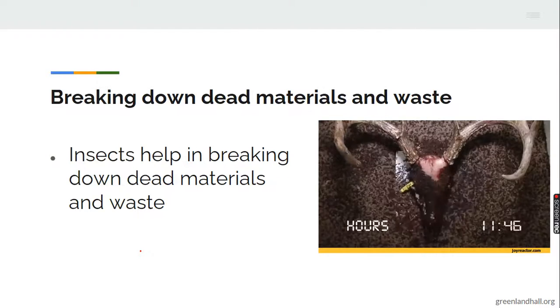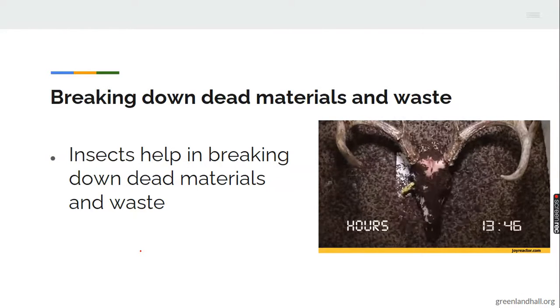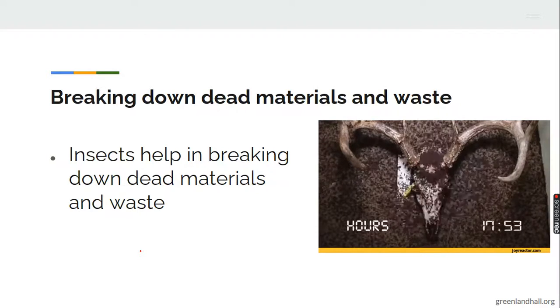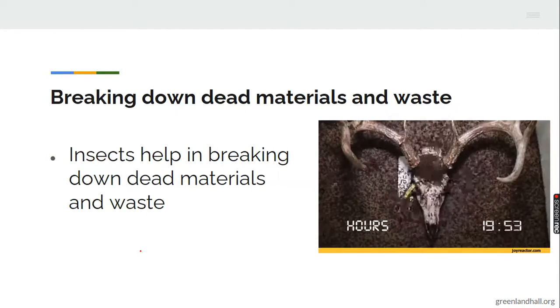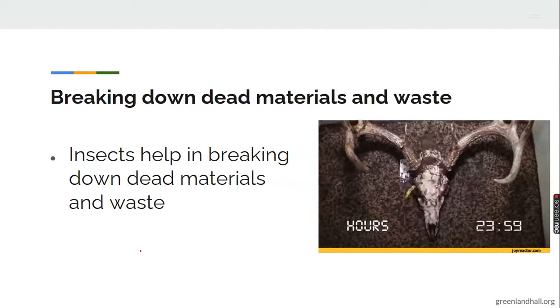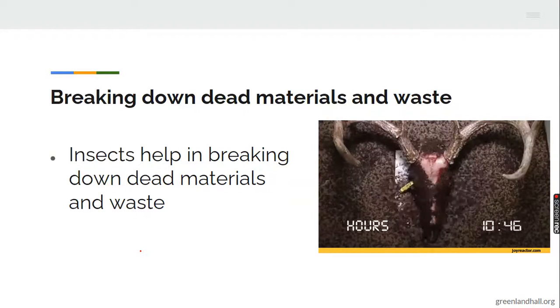They help in breaking down dead materials and wastes. So you see dead animals there. They will help us in breaking them down. Before you know it, the ground becomes fertile for planting.